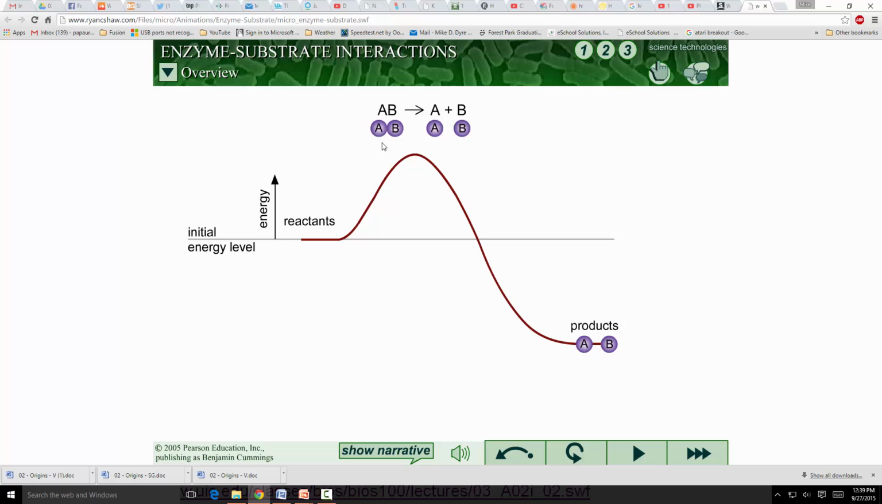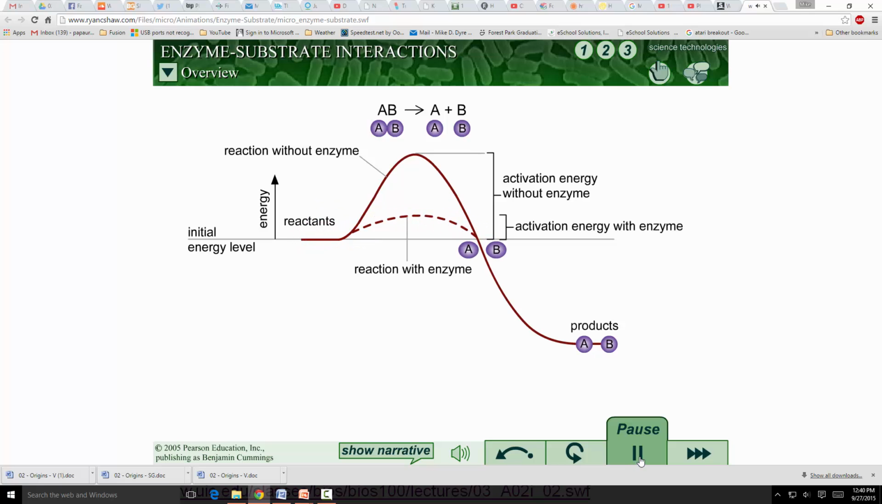What we want to do is break this. Again, that process is called hydrolysis. We want to break the AB molecule into an A and a B and come up with these products. What does an enzyme do? This energy barrier is called the activation energy of the reaction. In living cells, enzymes serve as biological catalysts, speeding up reactions. Enzymes accomplish this task by lowering the activation energy of the reaction, making it easier.